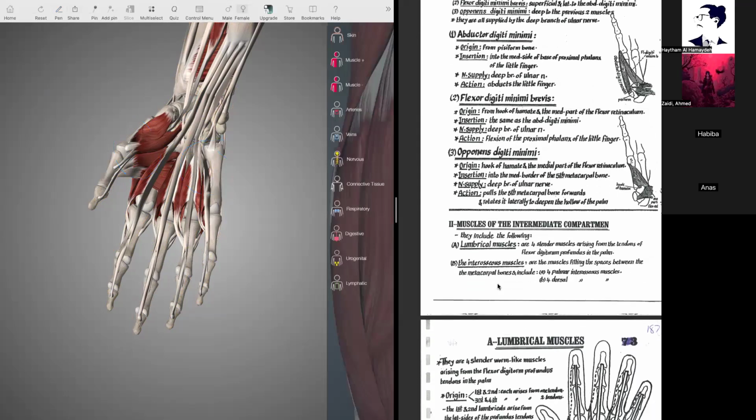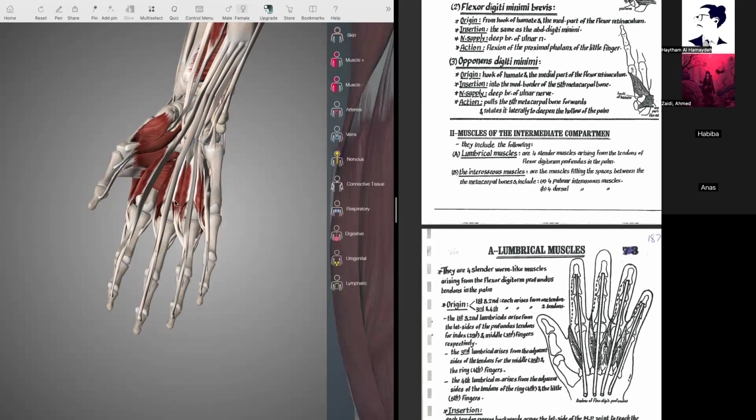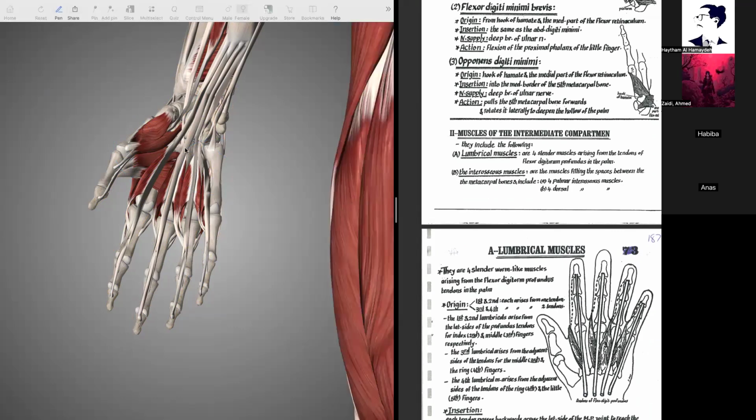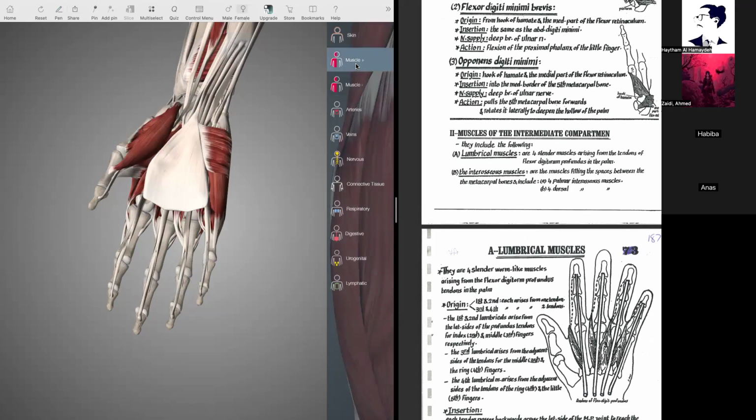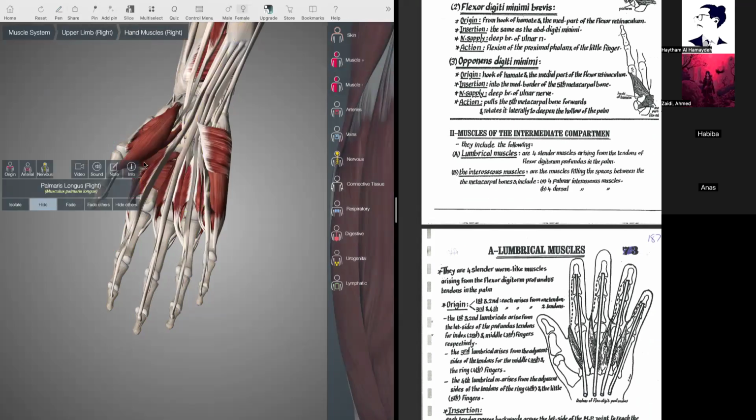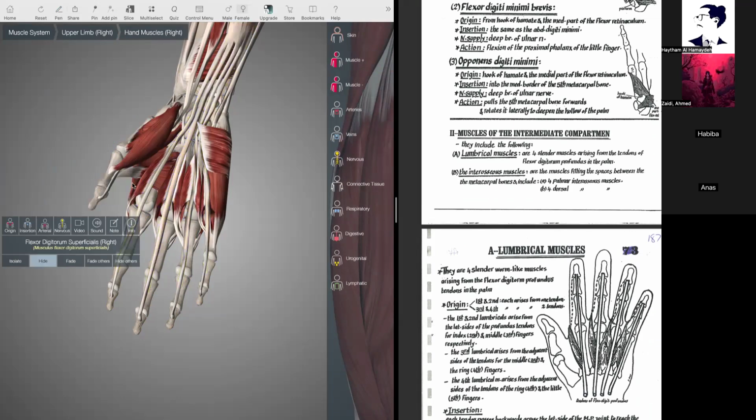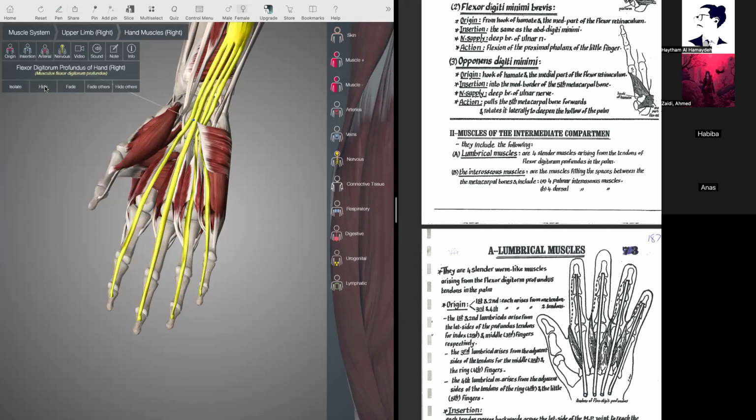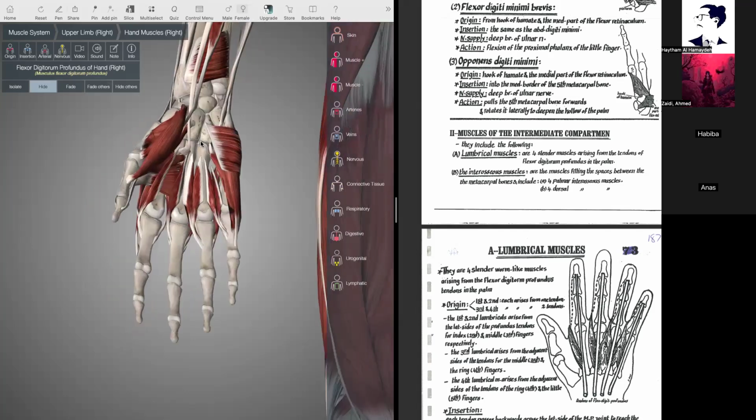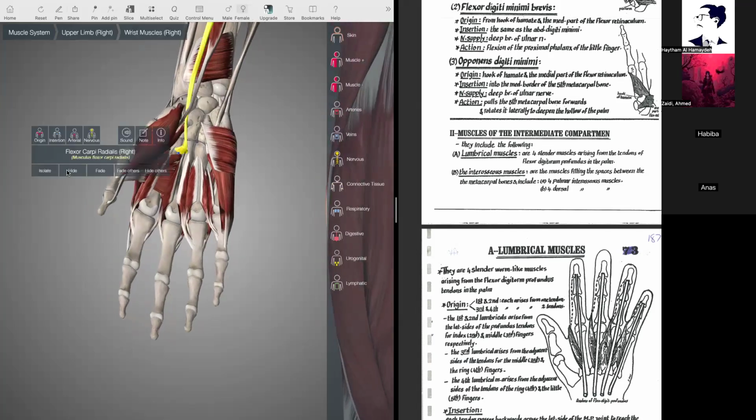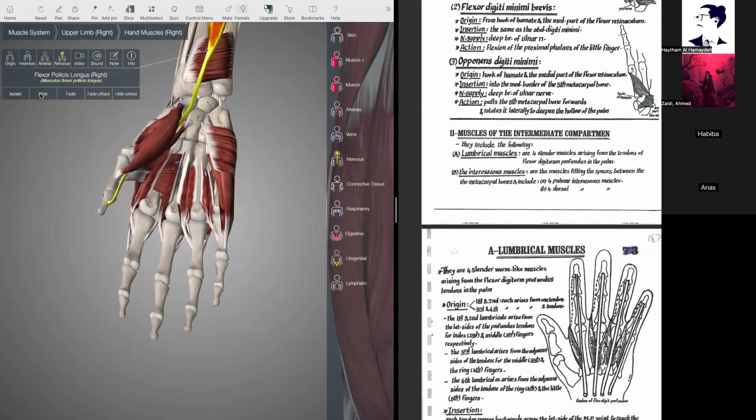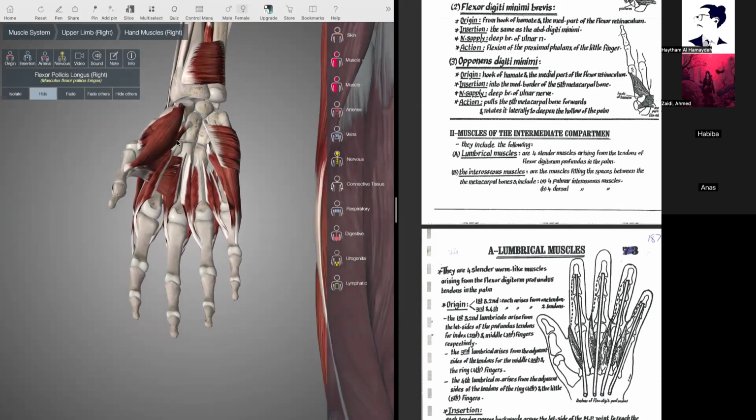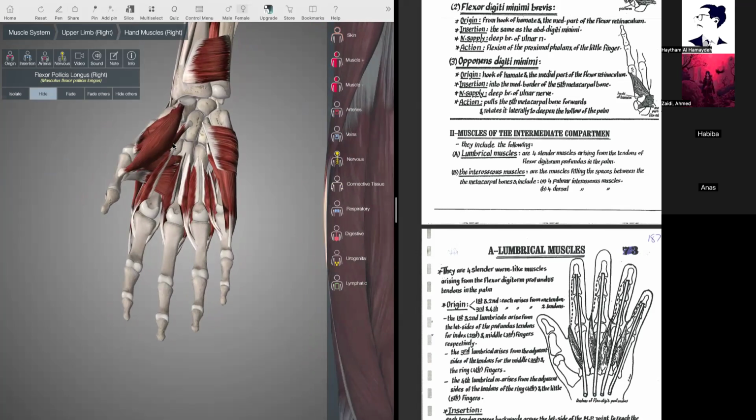Now we have to go to intermediate compartment in this region. Intermediate compartment in this region, okay? And I'm going to just remove the ones that we don't need. We just need muscles of the hand. Okay, so now I'm in the intermediate compartment.